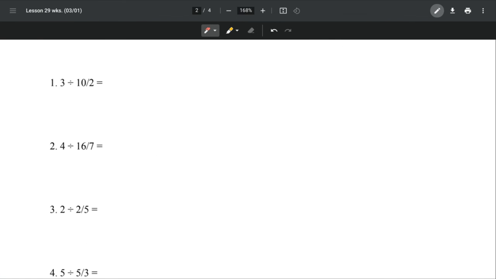So number 1, we have 3 divided by 10 over 2. Okay, well that basically could be written as 3 times the reciprocal, which is 2 over 10, right? And we know that there's 1 on the bottom, and so we just do what we did above, which is multiplying across. So that's 6 over 10, right? And that could be reduced to 2 over 3.